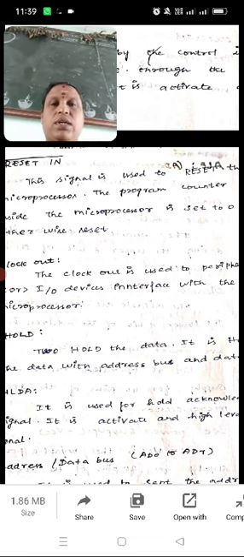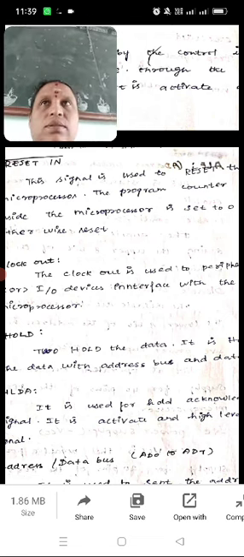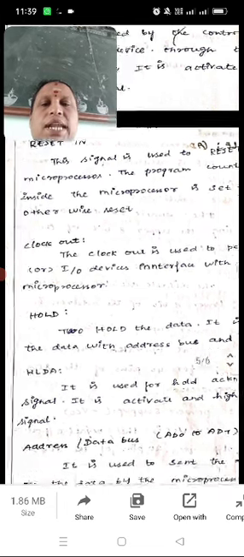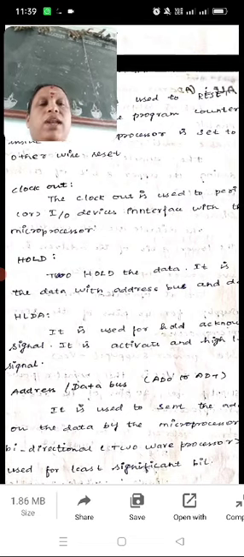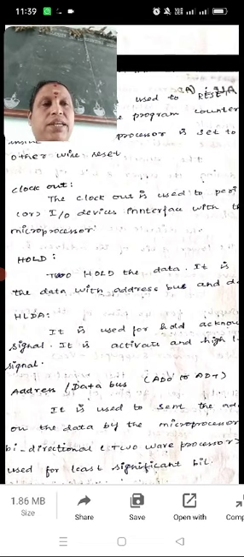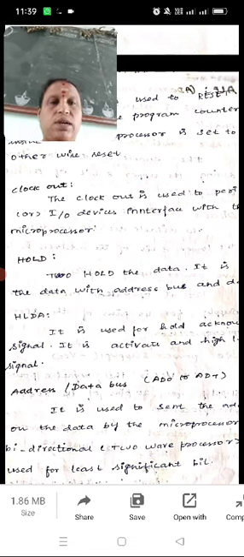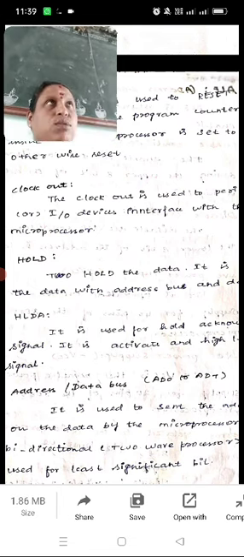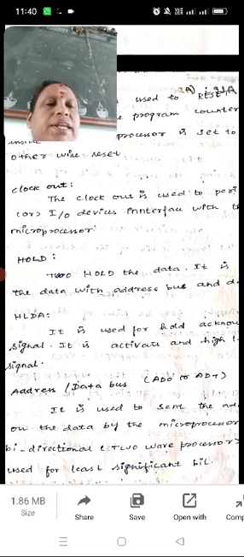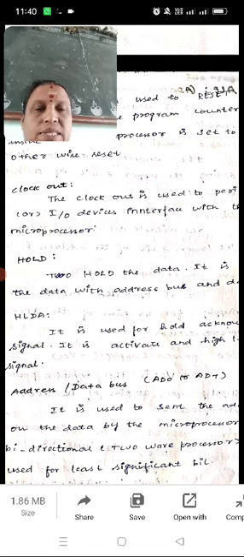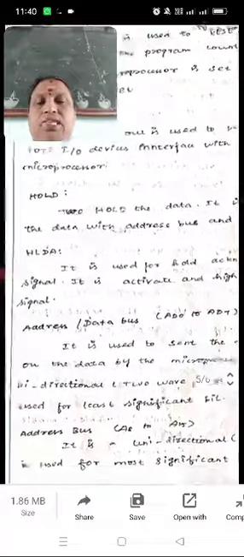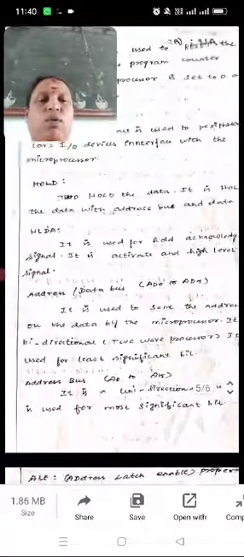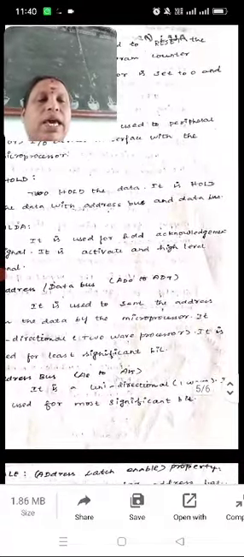Clock out. The clock out signal is used by peripheral or input output devices interfaced with the microprocessor. Hold. It holds the data with the address bus and data bus. HLDA is used as the hold acknowledgement signal. It is active at the high level.